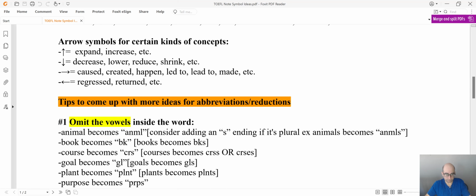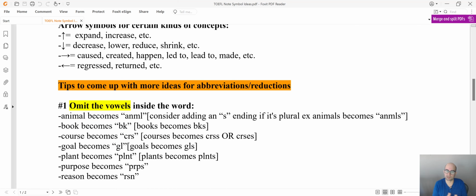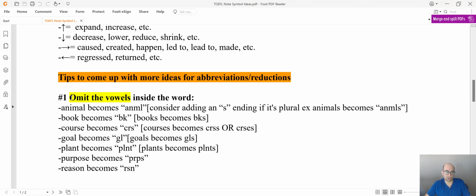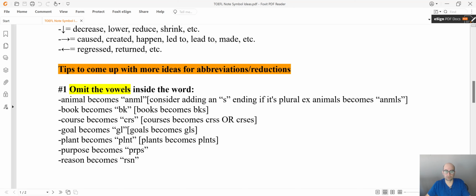All right, so now I want to go over some tips for more ideas involving abbreviations, symbols, reductions, and so on. Okay, so when you get really good with the note-taking, maybe consider applying these additional tips as well. So omit the vowels inside a word. So let's say this common word, this academic word animal, you could write it out as ANML. That way, when they repeat it a lot, you're not going to fall behind on your notes.